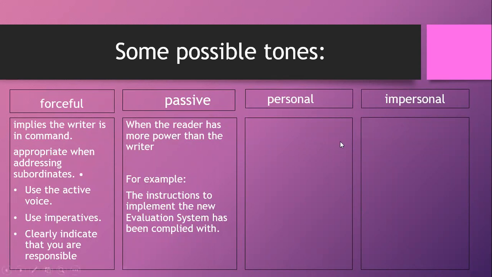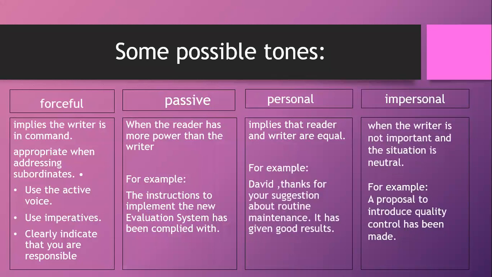On a personal note, the personal tone implies the reader and the writer are equal, right? They are in a lateral company position, or they are maybe friends at work. For example, David, thanks for your suggestion about routine maintenance. It has given good results. These are personal things, and we use the personal tone, and we actually use the person's first name. That is, people within the same position, usually in an institution or company.